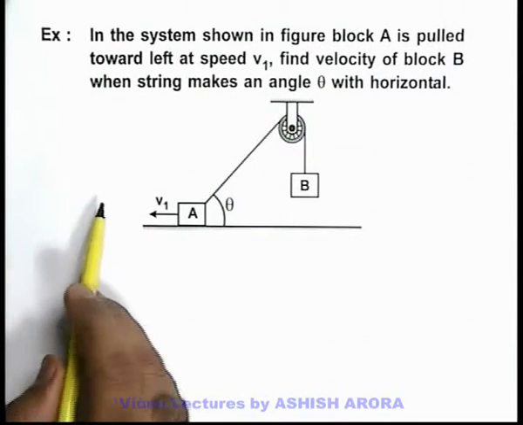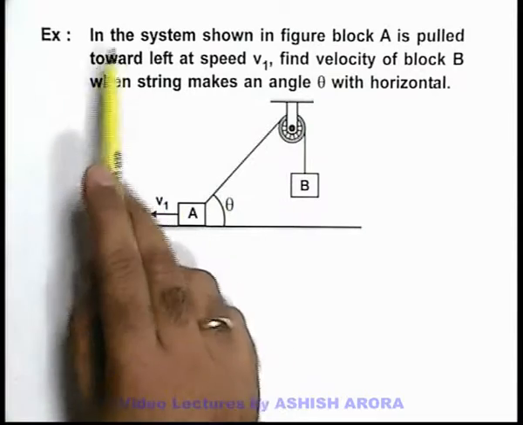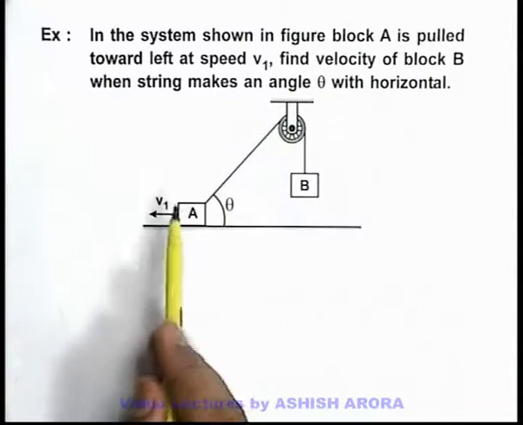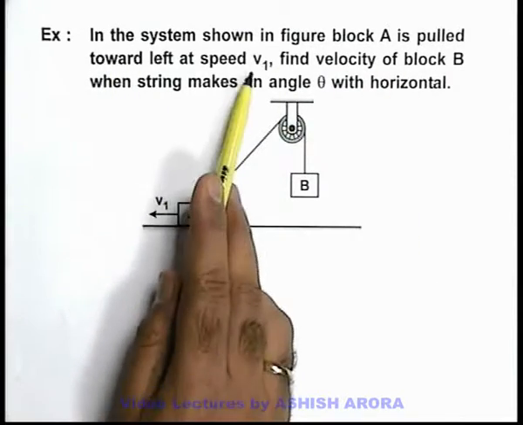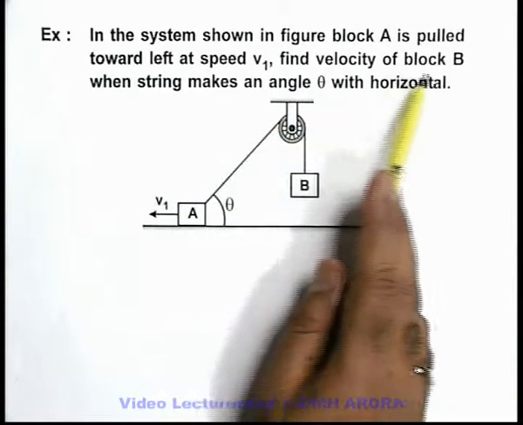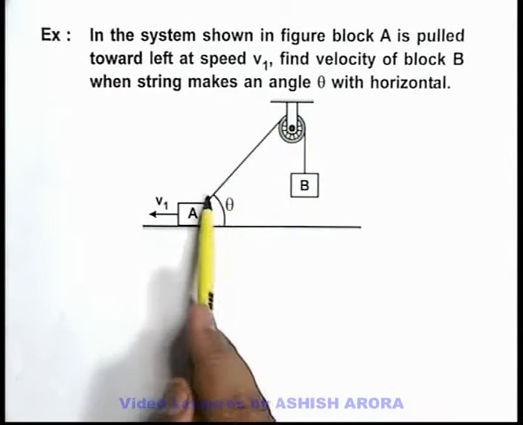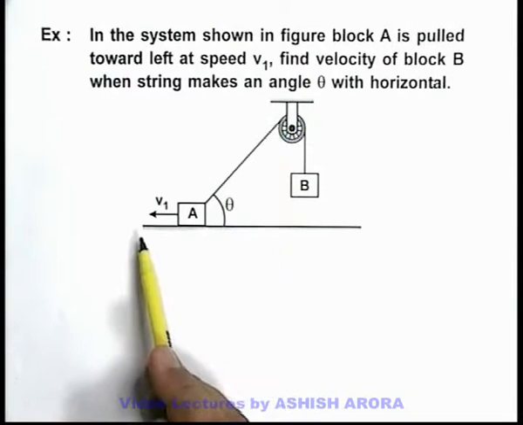Let's see another example. Here we are given that in the system shown in the figure, block A is pulled toward the left at a speed v1. And we are required to find the velocity of block B when the string makes an angle theta with the horizontal.